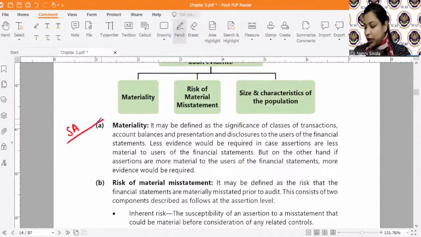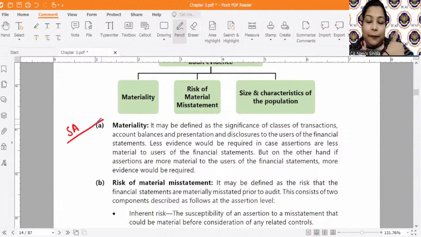Where have you studied about the concept of materiality? And the hint to you is it is in chapter number 2. Send in your replies. I need answers. I'll not move on unless and until I get the reply. So what are the factors? Okay? What are the factors that affect my professional judgment as to the sufficiency of the audit evidence?